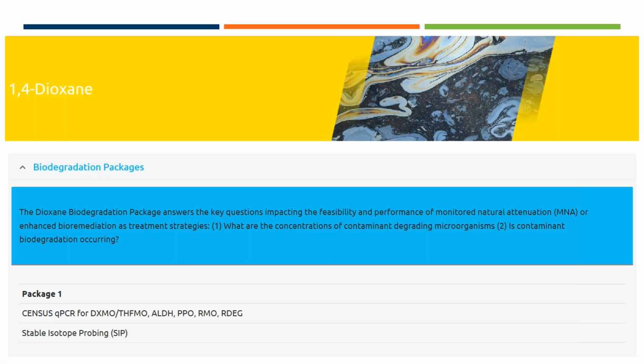We also have different packages. I just listed chlorinated solvents as an example. Of course, we have petroleum hydrocarbons as well, but we also have different packages for certain one-off compounds. For example, for 1,4-dioxane, we have a package available. Again, these are complementary analyses for the analysis of 1,4-D degradation and cometabolism.